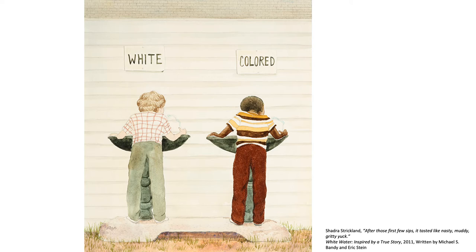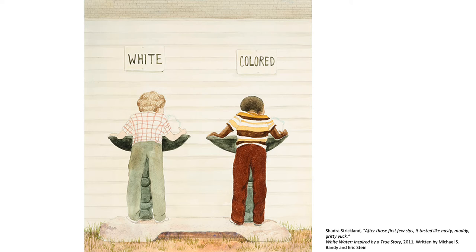In this image, we see two boys who are drinking from separate water fountains. They both have their backs facing us. The boy on the left is white with blonde hair and is wearing a checkered shirt with gray pants. The sign above his head has the word white written on it. The boy on the right is black with dark brown hair and is wearing a striped shirt and reddish brown pants. Above his head has a sign that has the word colored written on it. They are both standing on a platform and there is grass around them. In the background, we see the side of a building.